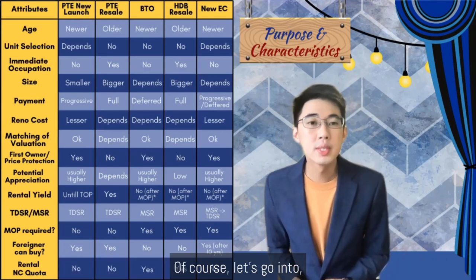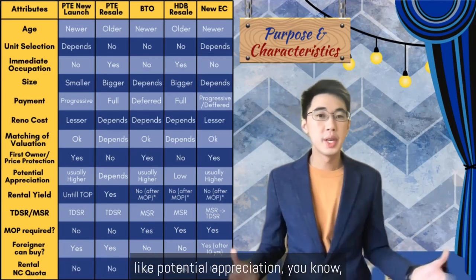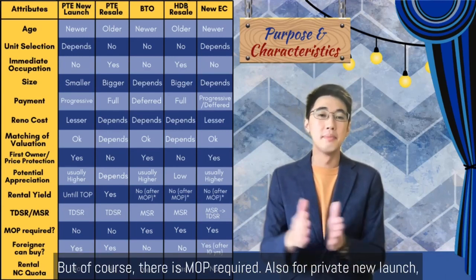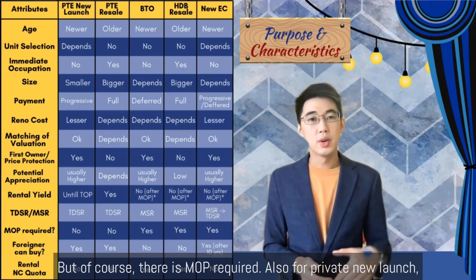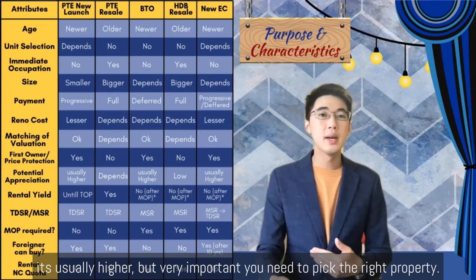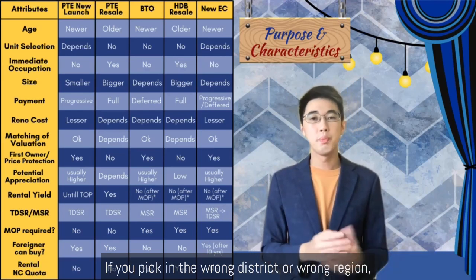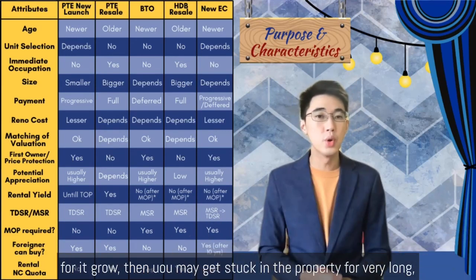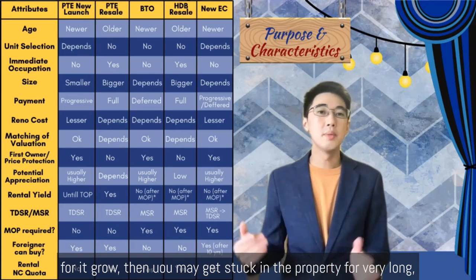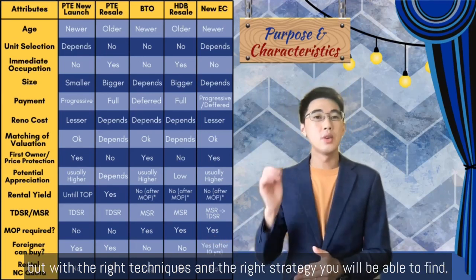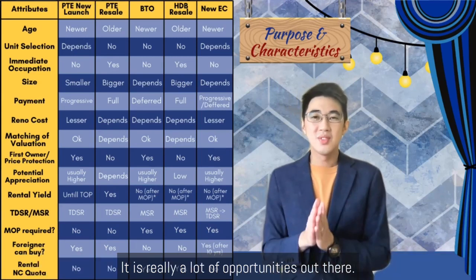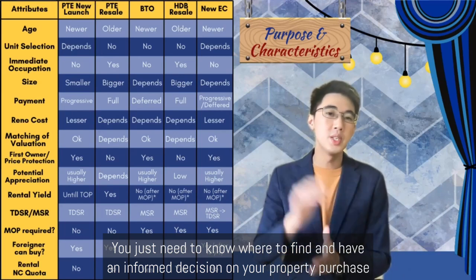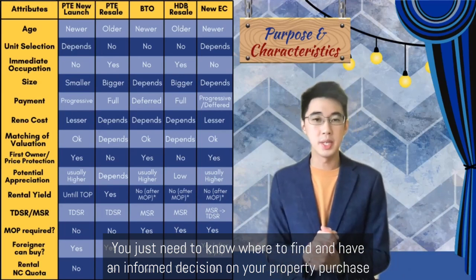All right. Now, of course, let's go into potential appreciation. BTOs are usually higher, but of course, there is MOP required. Also, private new launches are usually higher, but very important, you need to pick the right property. If you pick in the wrong district or wrong region where there's no growth area, there's no reason for it to grow, then you may get stuck in the property for very long. But with the right techniques and the right strategy, you will be able to find it, and there are really a lot of opportunities out there. You just need to know where to find and have an informed decision on your property purchase.